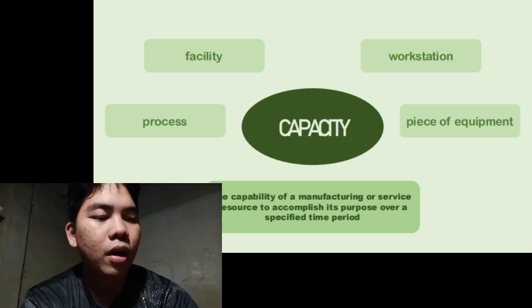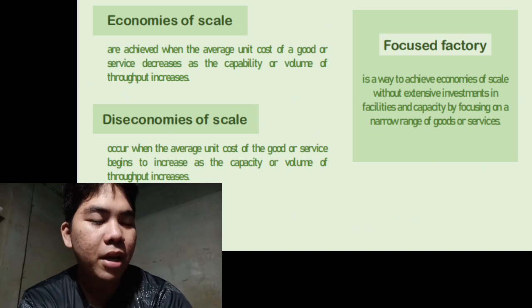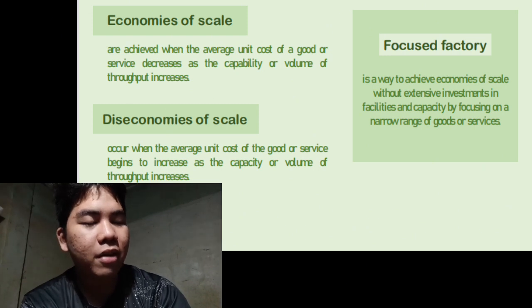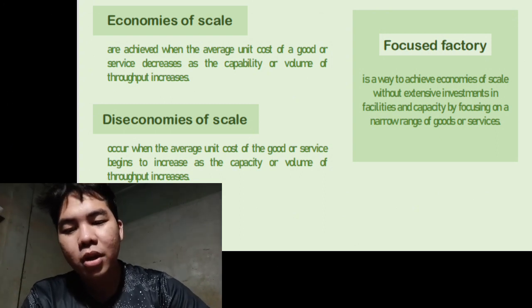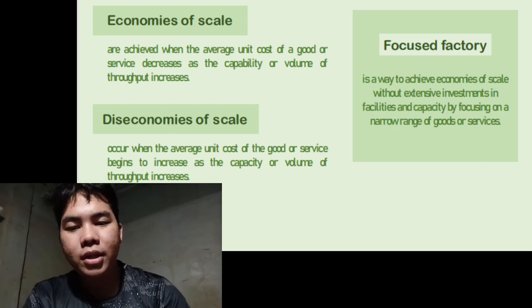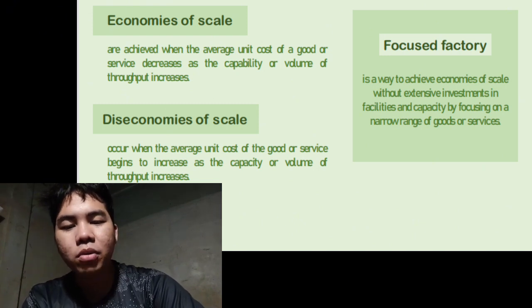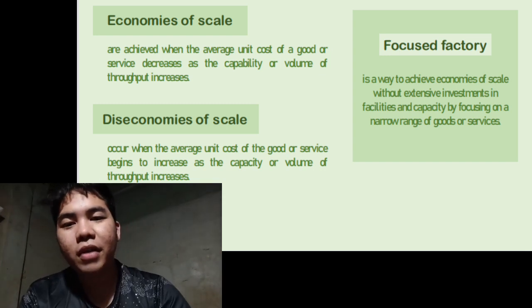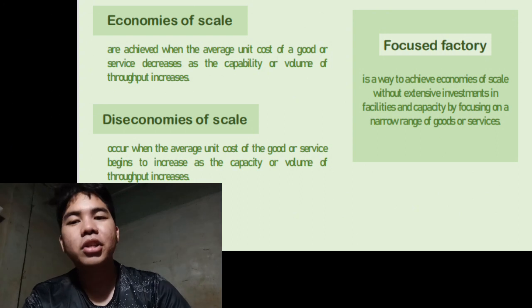Economies of scale are achieved when the average unit cost of a good or service decreases as the capability or volume of throughput increases. Meaning, this happens because costs are spread over a larger number of goods. Cost can be both fixed and variable. These economies of scale occur when the expansion of output comes with decreasing average unit costs. These economies of scale may result from technical issues in a production process, organizational management issues, or resource constraints on productive inputs. A focused factory is a way to achieve economies of scale without extensive investments in facilities and capacity by focusing on a narrow range of goods and services.